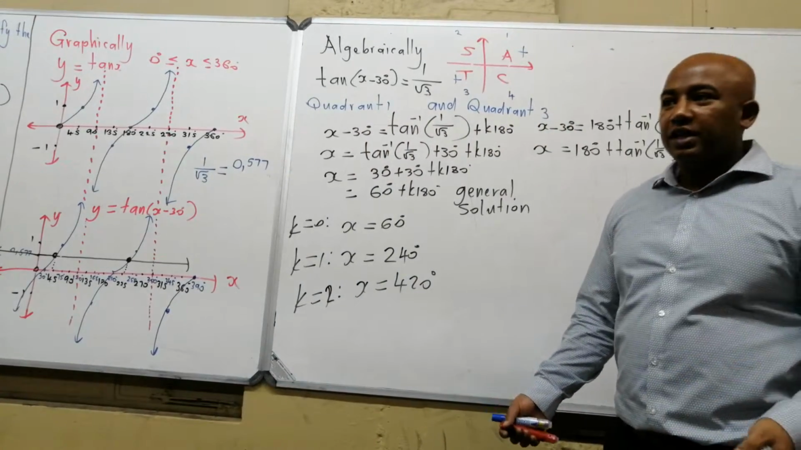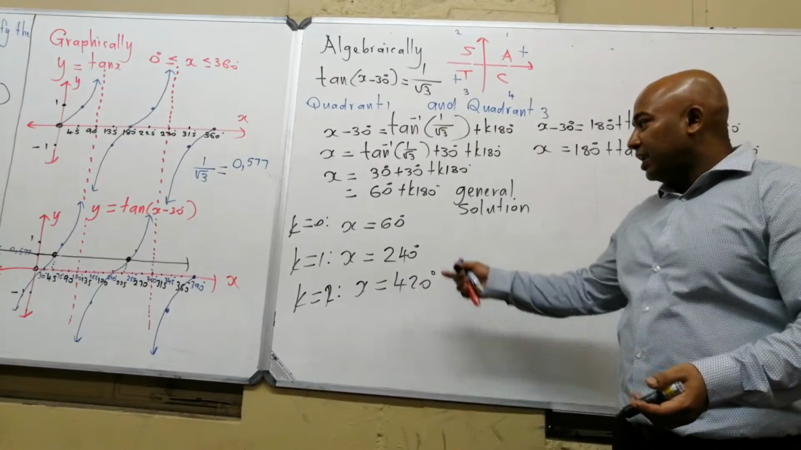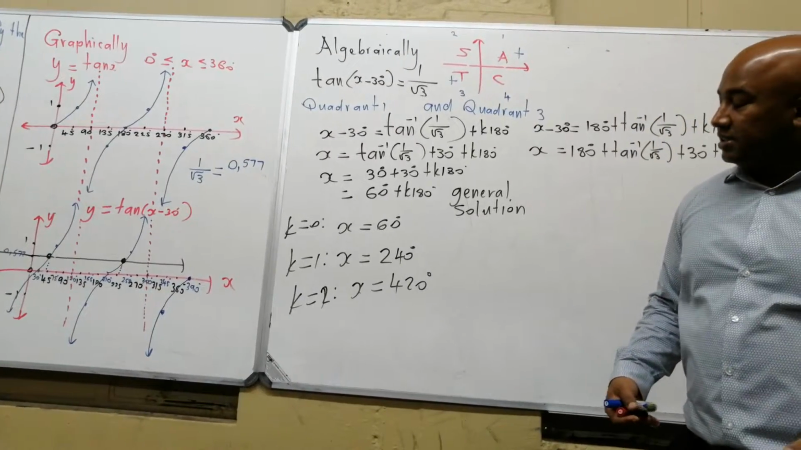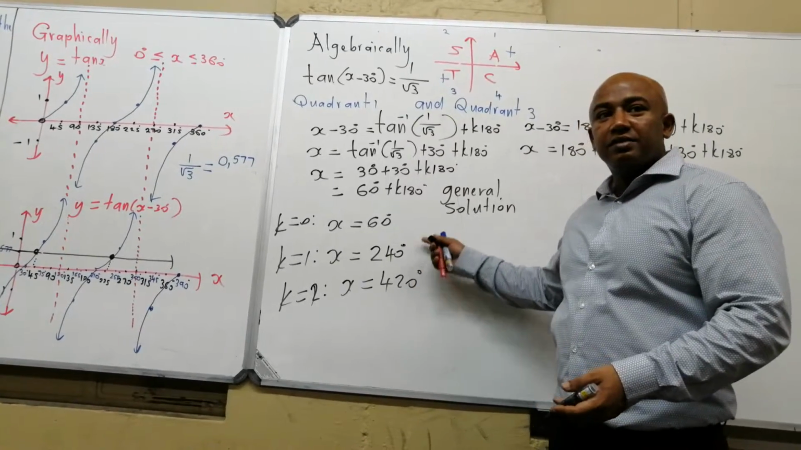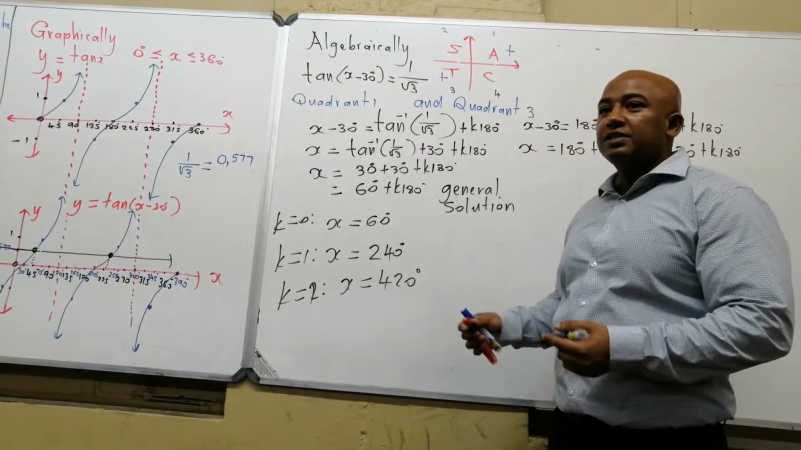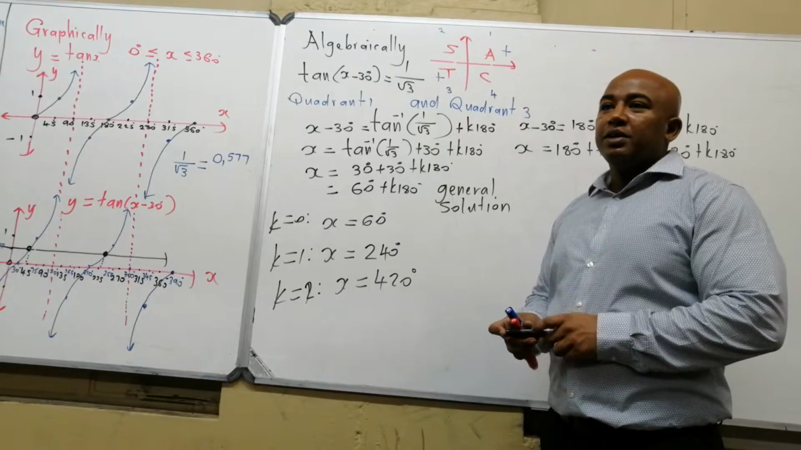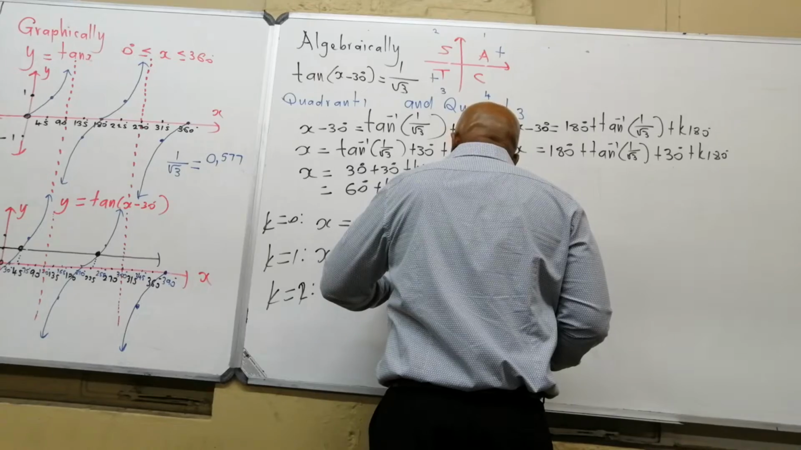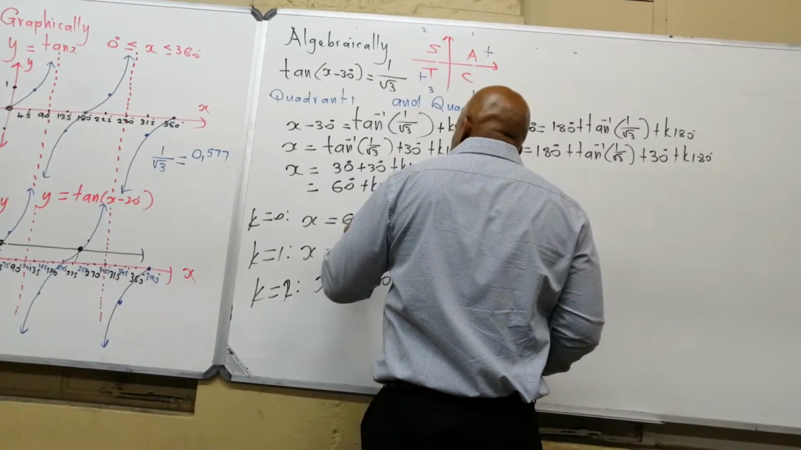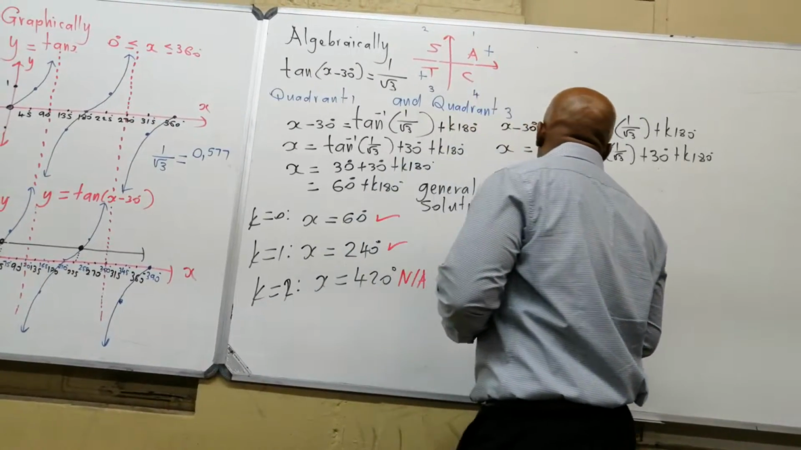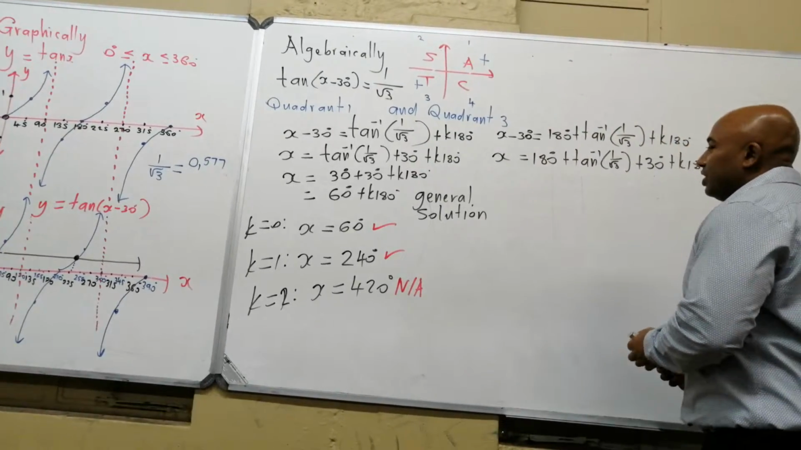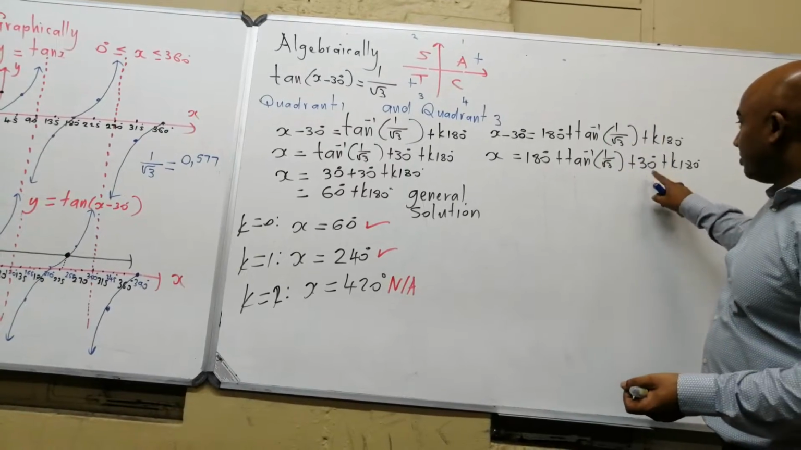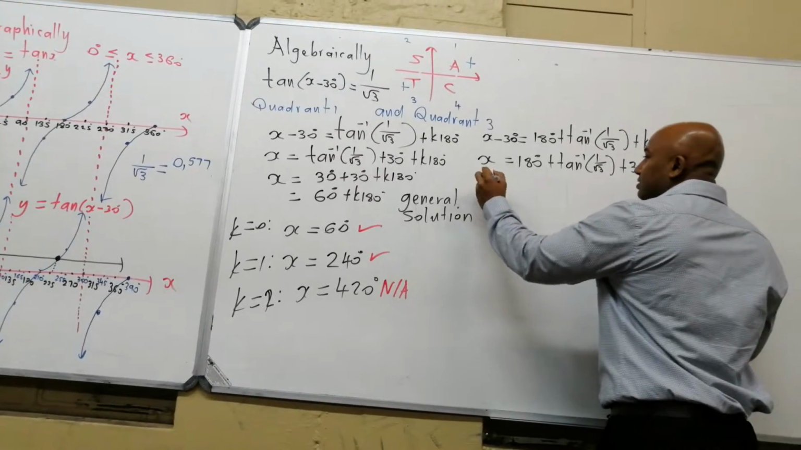I can put k equal to 3, k equal to 4, k equal to 5, and I'll get an infinite number of solutions here. The question is, which one is not required? 420. Why is it not required? Because we have to stop at 360 degrees, so this one here will be not applicable. So 60 degrees will be right, 240 degrees will also be correct. Okay, you will notice that you will get the same answers here. Because of the plus k 180 we are repeating.